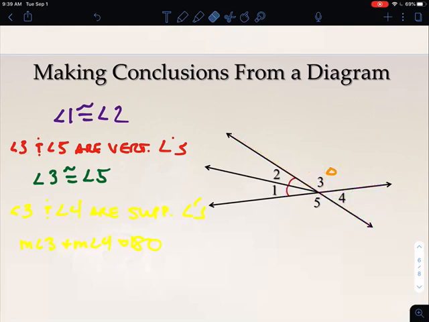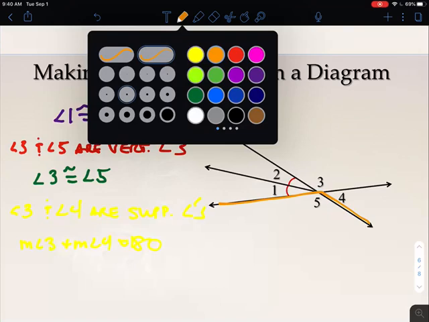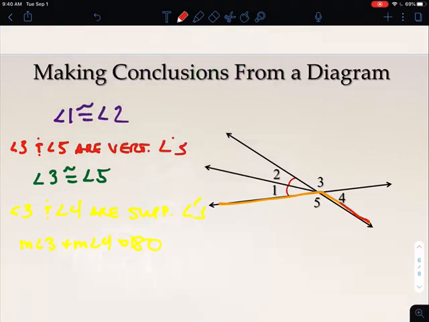Not only that, we also know that 4 and 5 form a perfectly straight line. So angle 5 and angle 4 form a perfectly straight line. In that case, those are also supplementary, which means the measure of angle 4 plus the measure of angle 5 would have to equal 180 degrees.